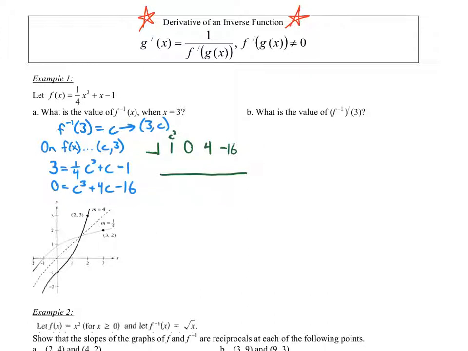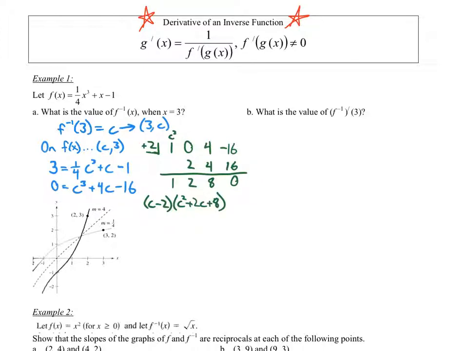Try -4? It doesn't work. Okay, +2. Positive 2? Yeah. So bring down the 1, times 2, add, times 2, add. Oh, there we go. And don't forget how this works: that means this whole thing factors into a c minus the positive 2, and then this is going to be a c squared plus 2c plus 8.